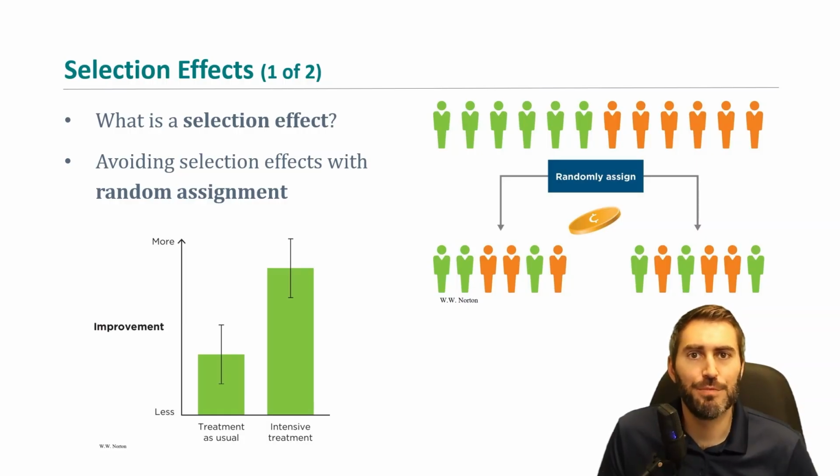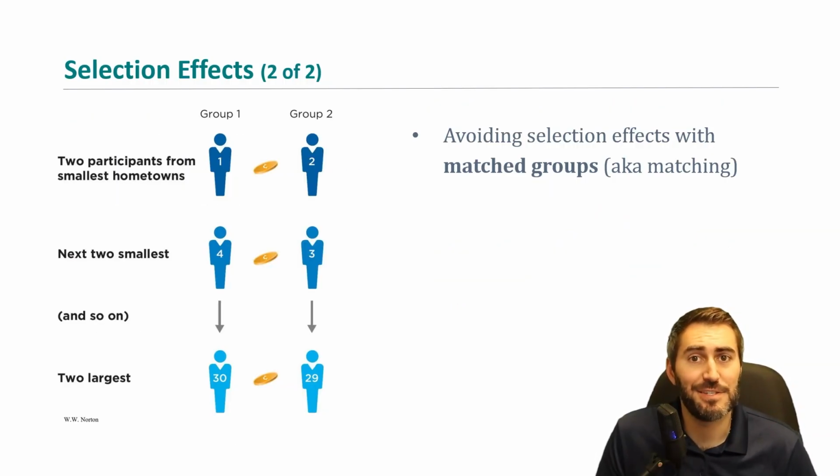Because of that, the groups were systematically different from the start, and it's impossible to know if the therapy itself caused the improvement. The easiest way to avoid selection effects is simply to use random assignment. But what happens if your sample size is small? Random assignment can sometimes leave your groups a bit unbalanced just by pure chance. In those cases, researchers will often use matched groups or matching.